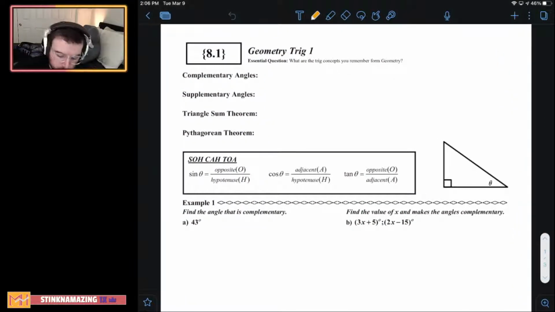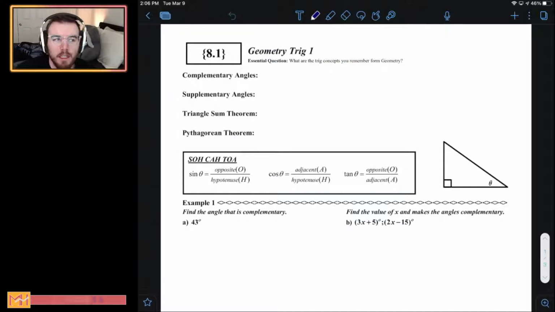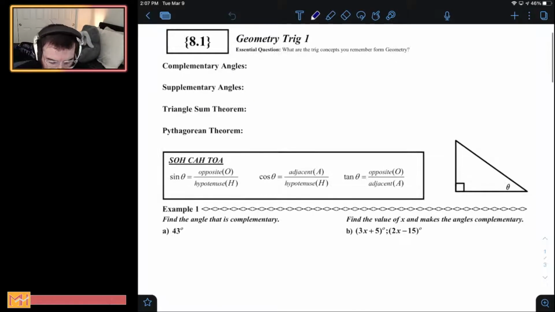Let's jump right into it. We're looking at trigonometry. Hopefully you have some memories of trigonometry in your geometry class. We're doing it in algebra as well. They are intertwined, most definitely intertwined. Let's start out with some definitions.